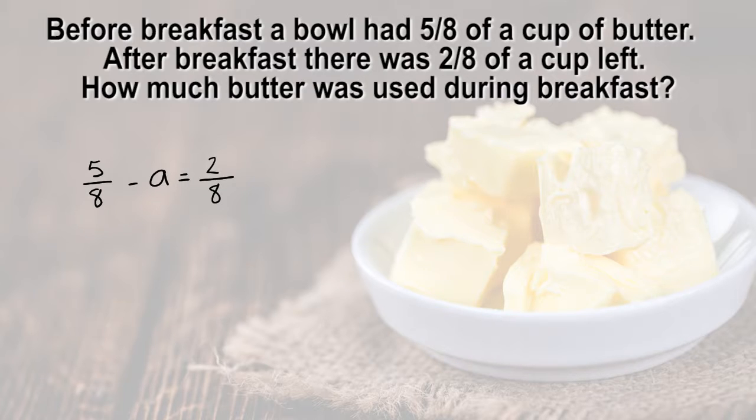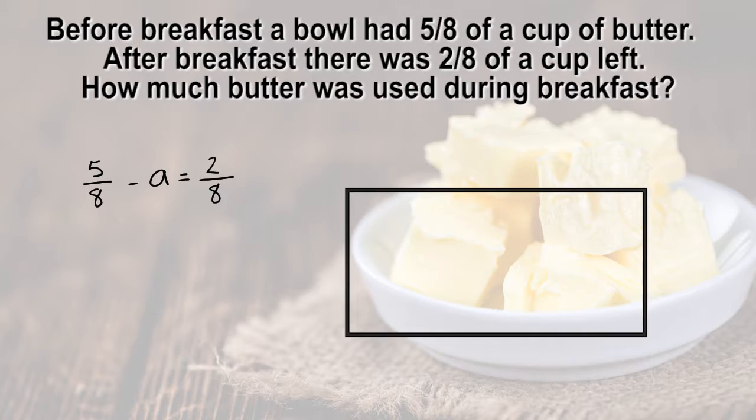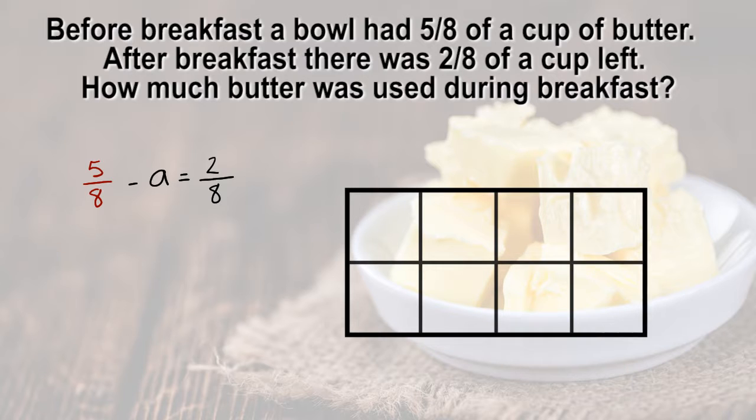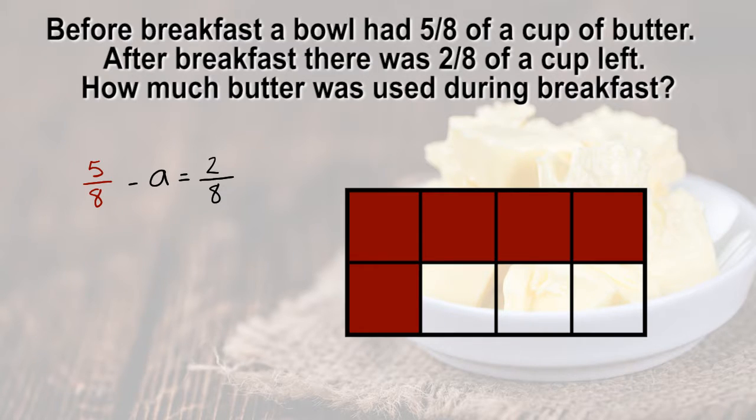Let's draw a model of the problem. Start by drawing a rectangle. The problem states there was 5/8 butter to start with. This will be represented by dividing the rectangle into eighths and shading in 5 parts. Cross out the rest of the pieces of the whole that will not be used in this model.